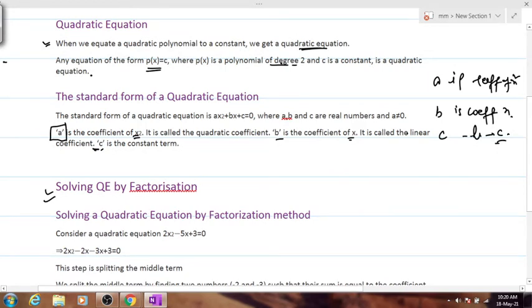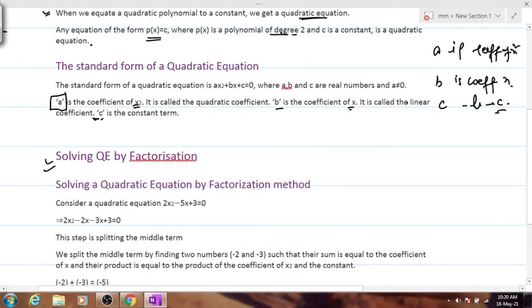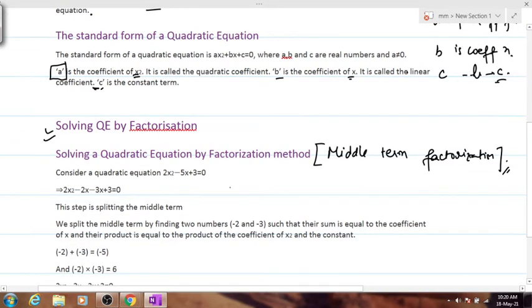Clear? One method is the middle term factorization. This method is also called middle term factorization. I think most of you are already aware of this because you have done it in class 9. Still, I'd like to revise this once. Out here, you have to multiply the coefficients of x square and the constant, and then find the factors so that you get an answer of minus 5.